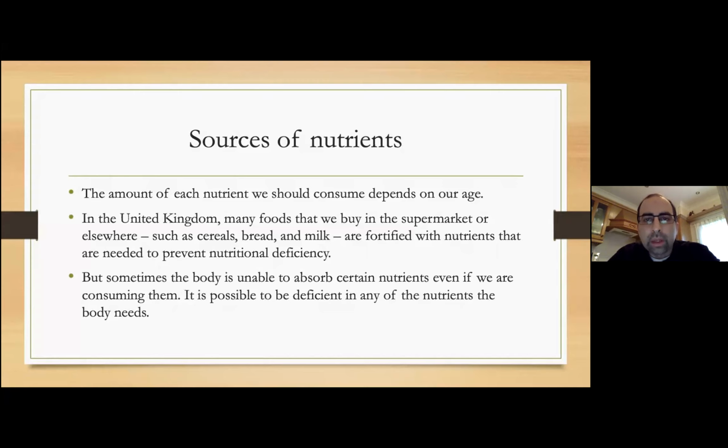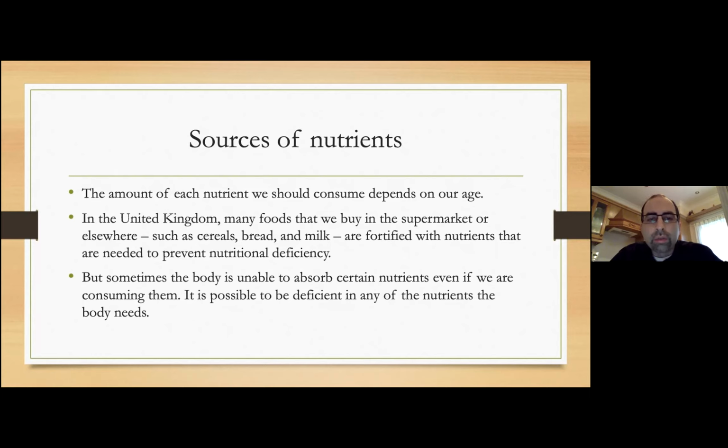Sources of nutrients: the amount of each nutrient we should consume depends on our age. For example, a child or a baby or somebody in their teenage years needs different nutrients to somebody who is middle-aged or more elderly. In the United Kingdom, many foods that we buy in the supermarket or a grocery shop, such as cereals, bread, and milk, are already fortified. They include the nutrients that are needed to prevent these deficiencies. Sometimes the body, unfortunately, is unable to absorb these nutrients, even if we are taking them in. So it is possible to be deficient in any of the nutrients the body needs.